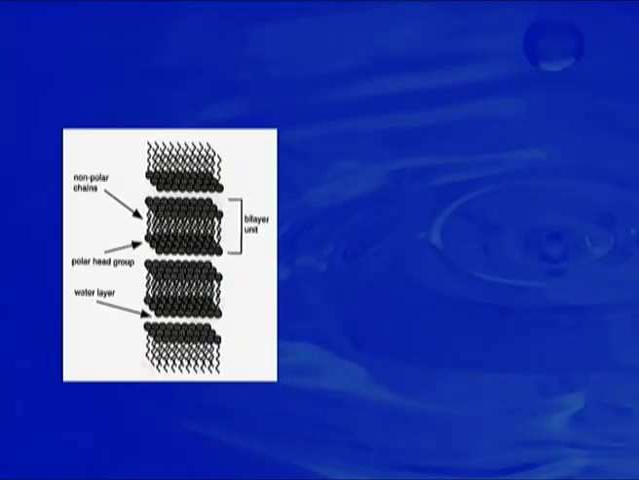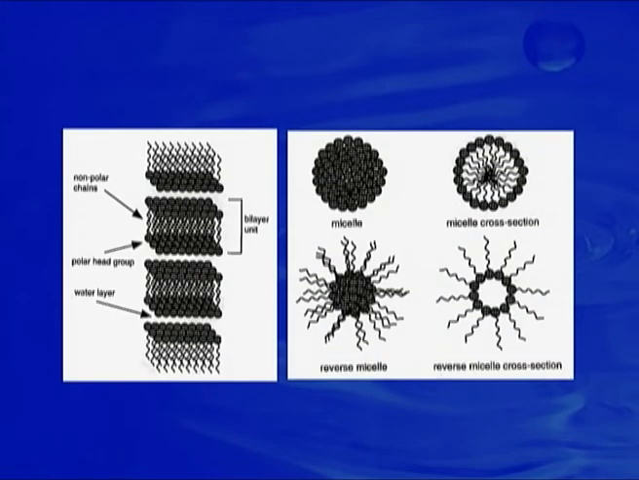Example, a molecule that has two groups with different properties. One end is hydrophobic and the second portion is hydrophilic. Here is the structure of a micelle. One portion is hydrophilic and another is hydrophobic. Head portion is hydrophilic and tail portion is hydrophobic.